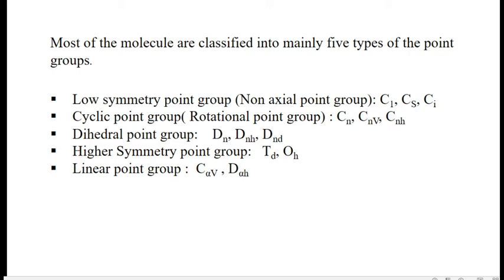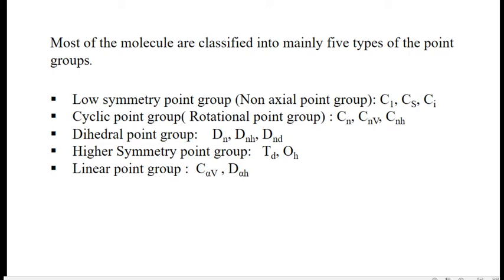It is the molecule having one proper axis of rotation, which is given by the symbol Cn, Cnv and Cnh type point group. Third is the dihedral point group. Capital D is the symbol for the dihedral point group and subscript n, so Dn, Dnh and Dnd type point group. Okay, next is the higher symmetry point group.